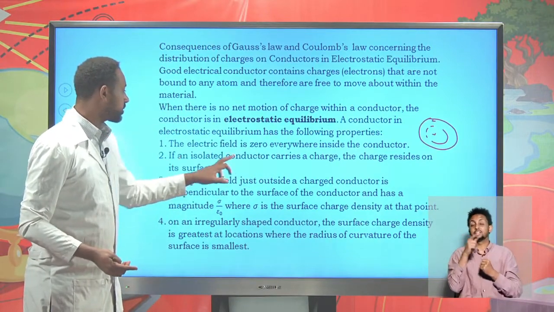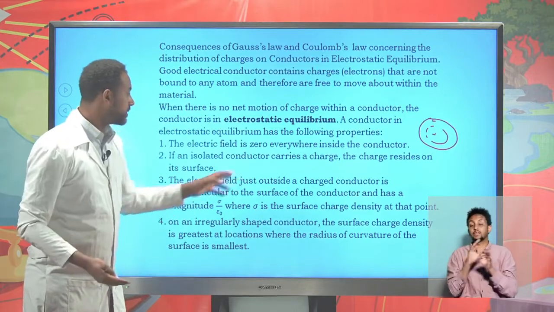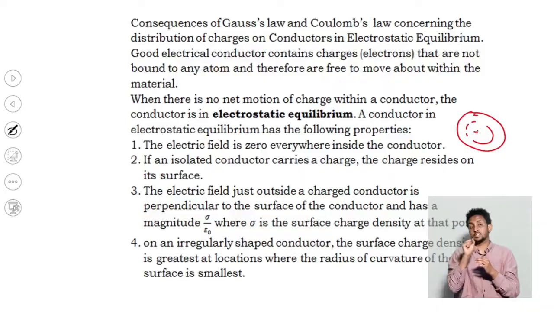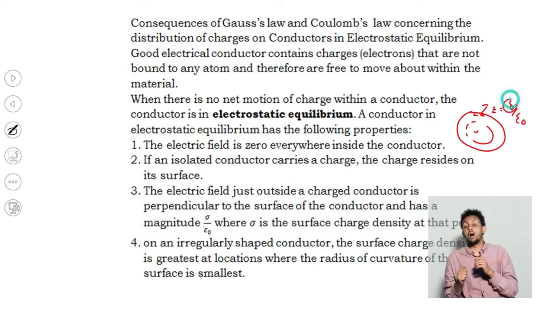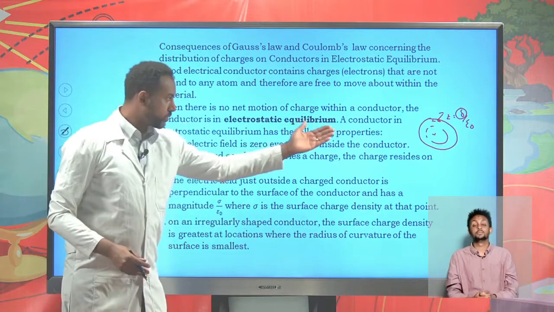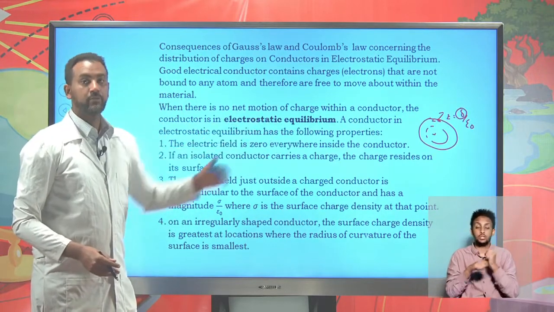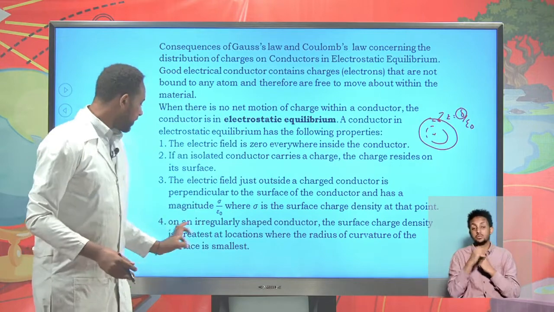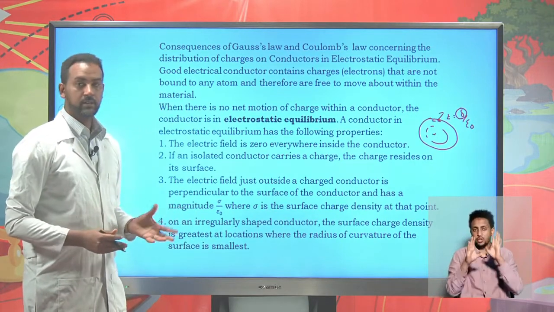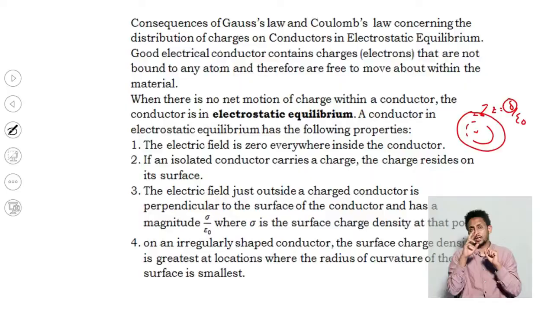If an isolated conductor carries a net free charge, that charge will reside on the surface, as I said previously. And the electric field just outside, just on the surface, is the maximum electric field strength, so the electric field can be given using sigma over epsilon naught. This is the surface charge density. There is a term known as surface charge density, and there is also linear charge density and volumetric charge density and so on.